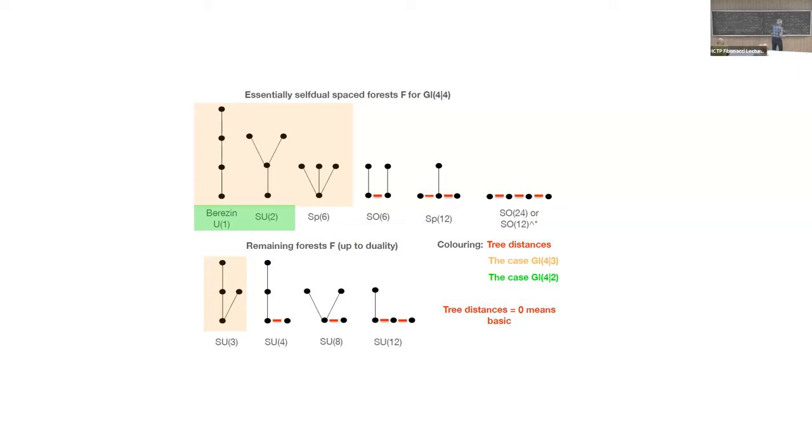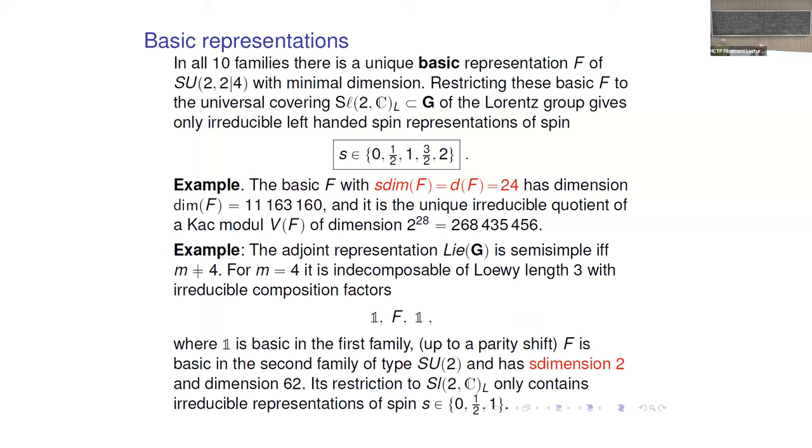What you see in this group is only controlled by the superdimension. It's always SL2. This 2 is the superdimension of all these irreducible representations. But you have dimensions, and you take the unique one, where you shrink this distance to 0. This is the basic representation. Just to give you an example.